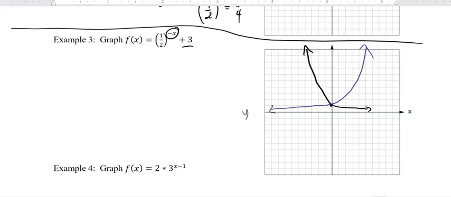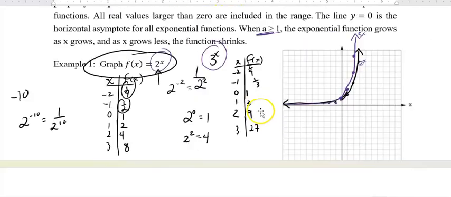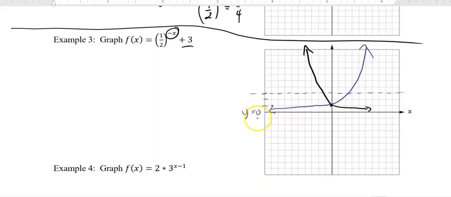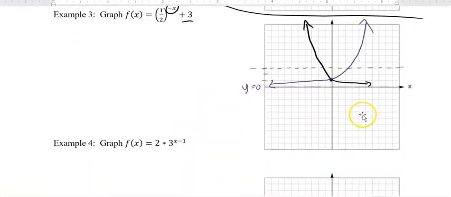And then the +3 moves it up 3. So we had an asymptote at y equals 0. So now 1, 2, 3, my horizontal asymptote is y equals 3. And my graph would be this guy. Okay, that's just a real rough sketch of that function. We could do a little better if we had some points. This would be the point.